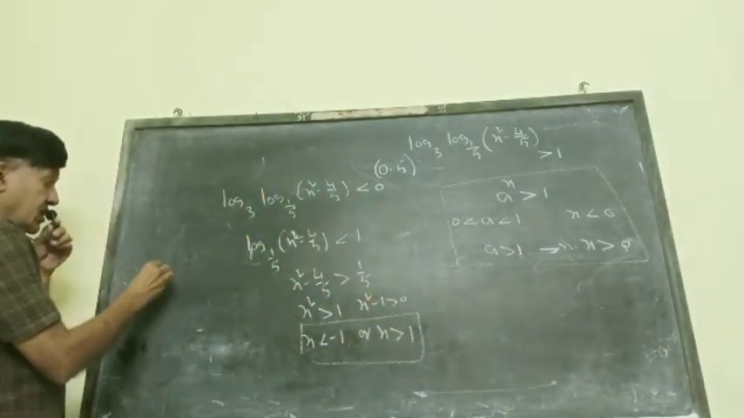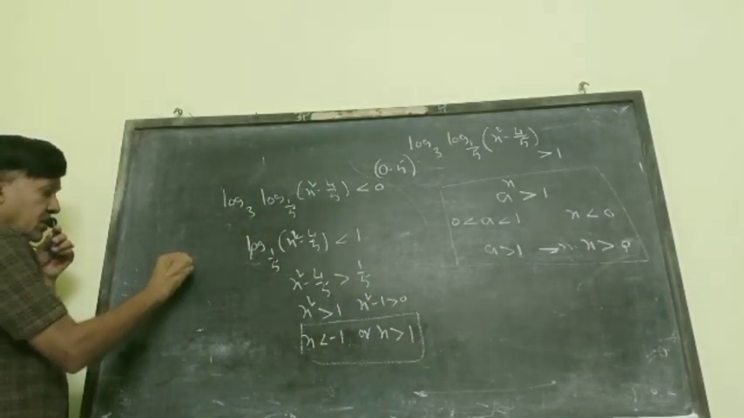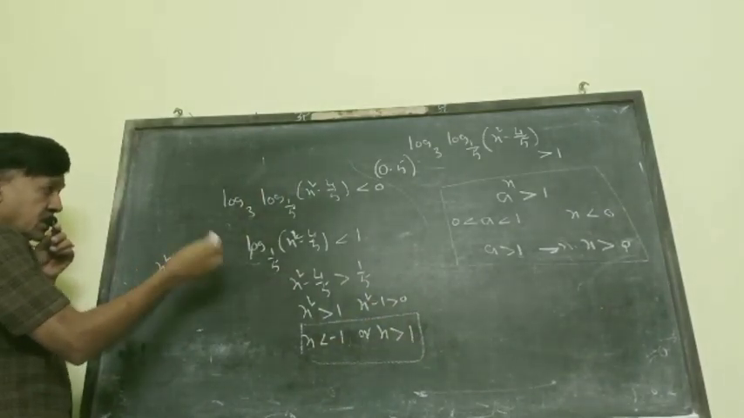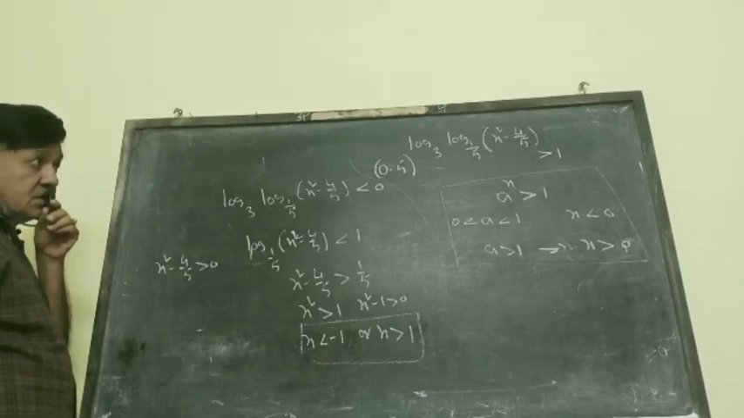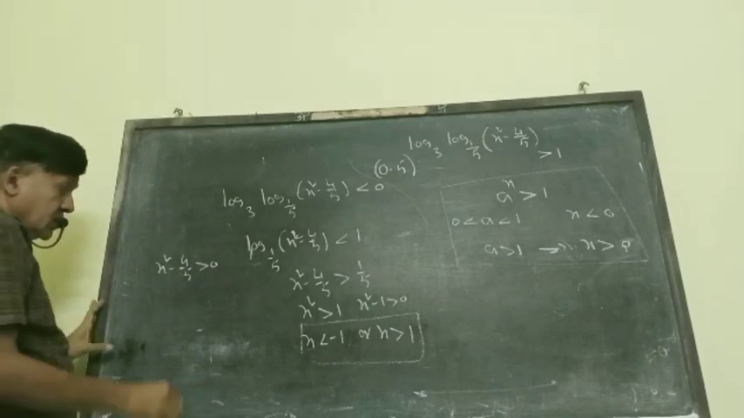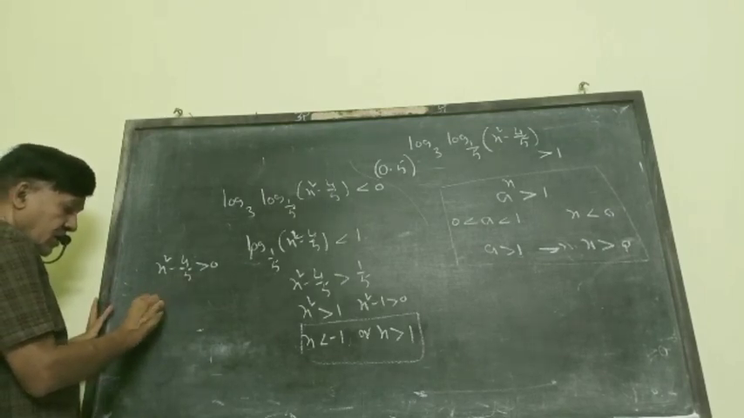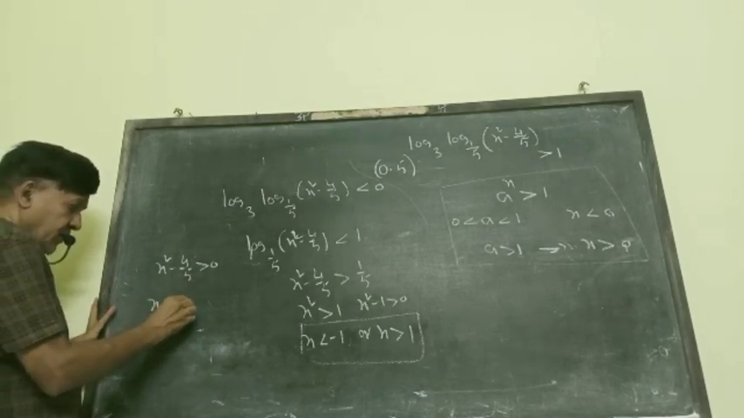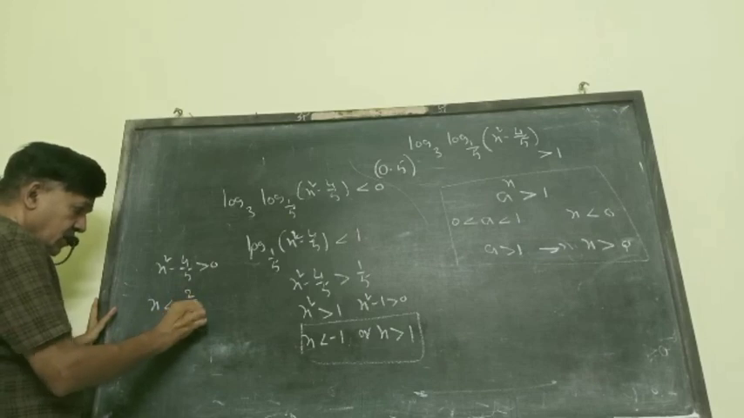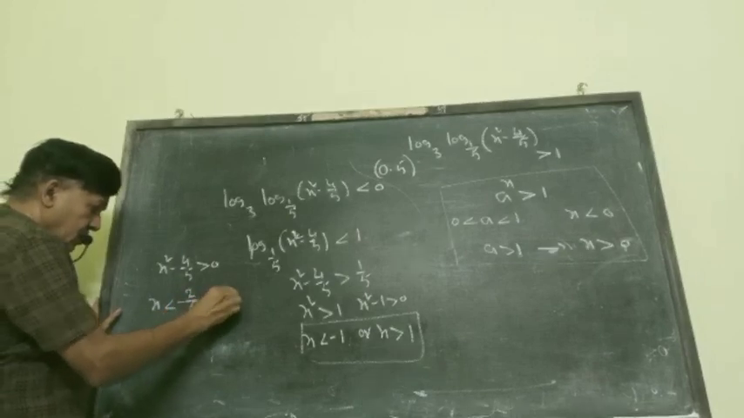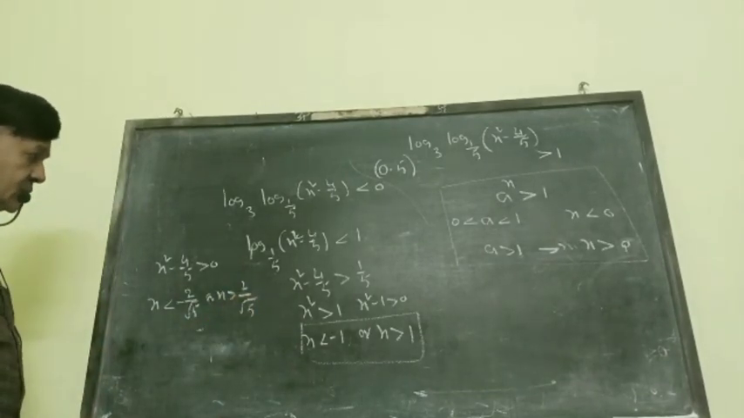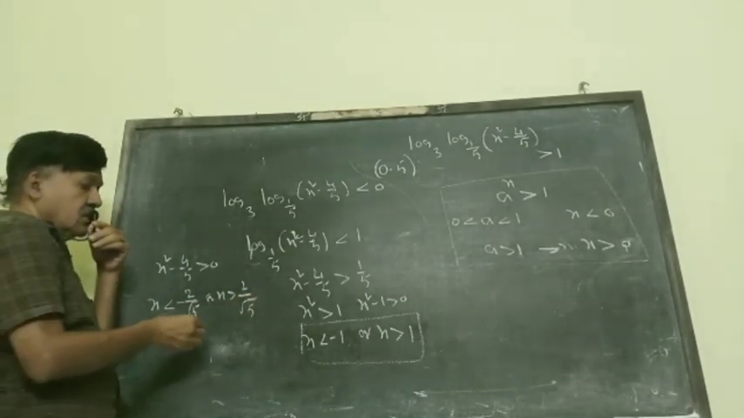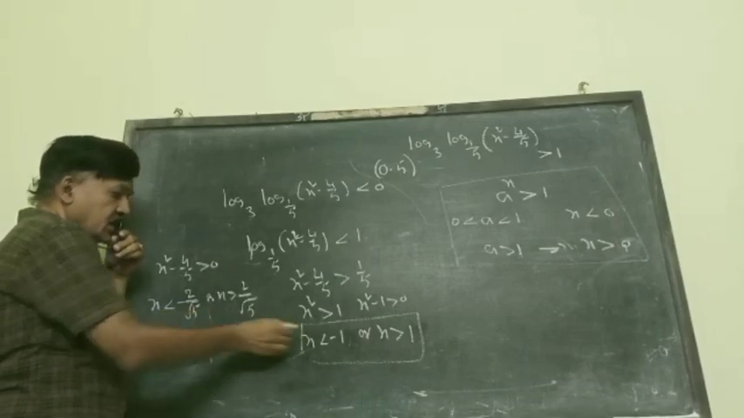But remember, x square minus 4 by 5 must be greater than 0. Then only will the log exist. Isn't it? Then only the logarithm will exist. So what will you get? x is less than minus 2 by root 5 or x is greater than 2 by root 5. Now, you have to take the intersection of these two.